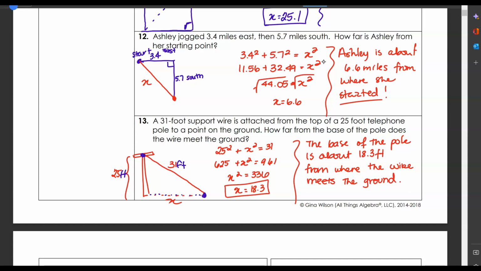So I do end up with a hypotenuse of 31 feet and a leg of 25 feet. We're going to square both of those values, and once we take the square root, x equals 18.3. So the base of the pole is about 18.3 feet from where the wire meets the ground. All right, that's it for this section.